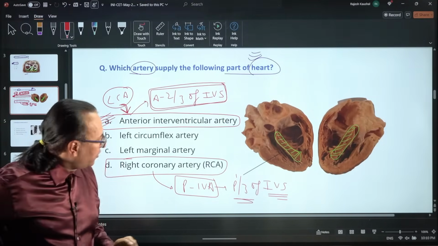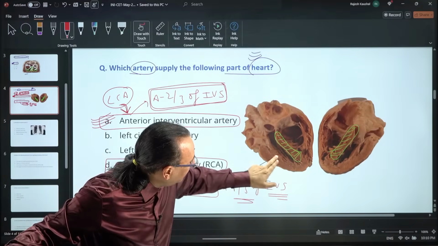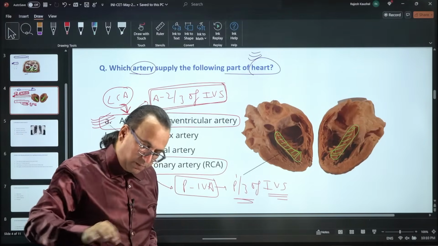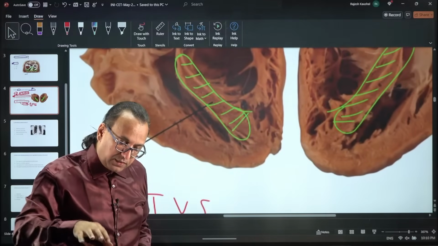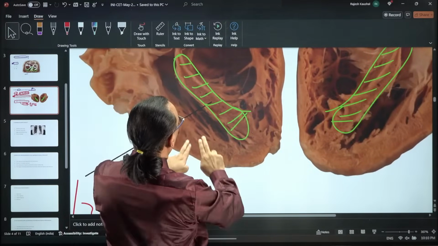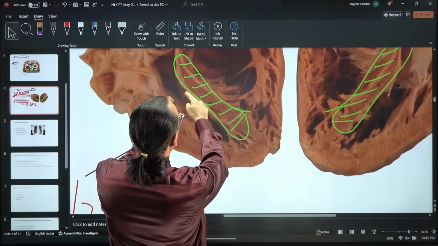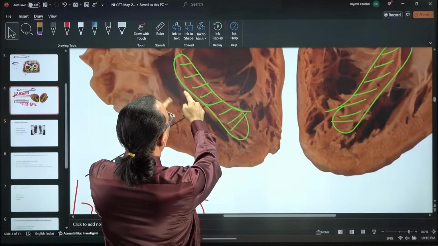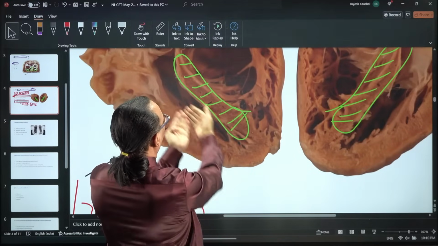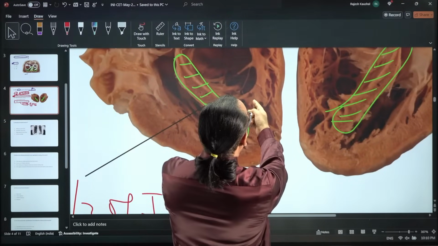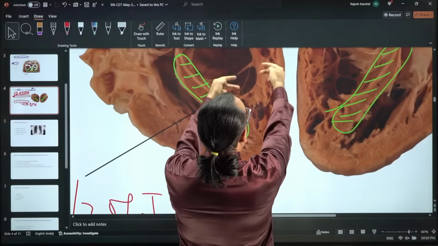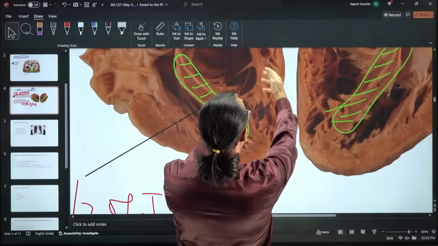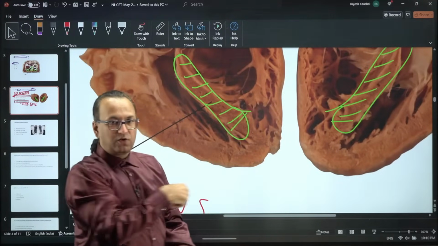Chordae tendinae, yeah, these are chordae tendinae only. If you are talking about chordae tendinae, these are all chordae tendinae only. Tendinous cords are holding the valves, like the tricuspid valve. The valves are held by chordae tendinae. There the chordae tendinae will be holding the mitral valve. So these are all chordae tendinae only.